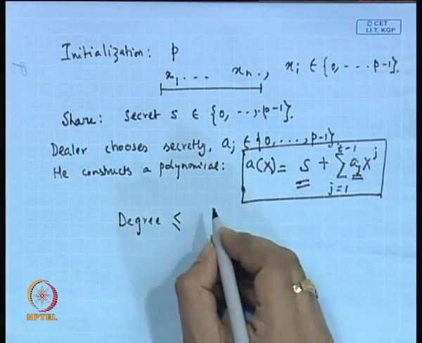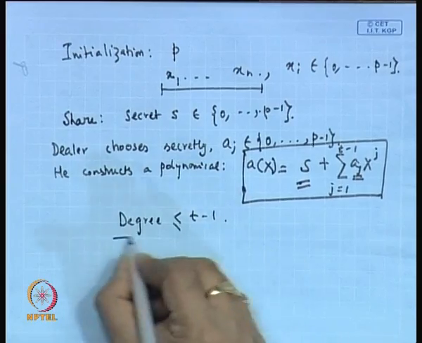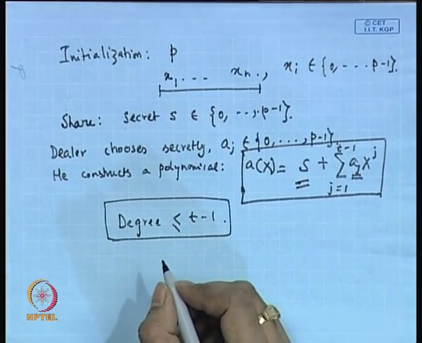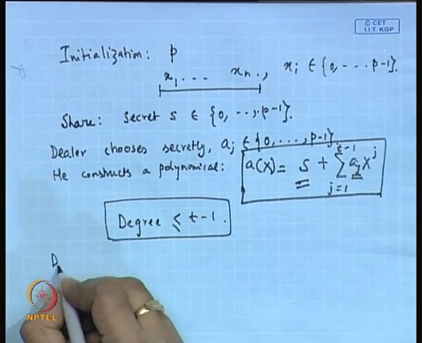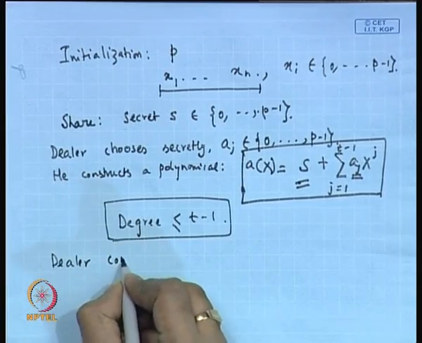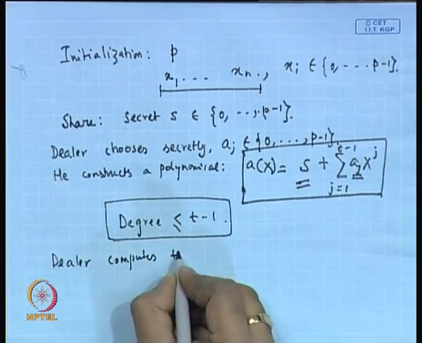So, therefore, the degree is maximum equal to t minus 1. So, the degree of this polynomial is lesser than or equal to t minus 1, right. Now the dealer computes the shares.